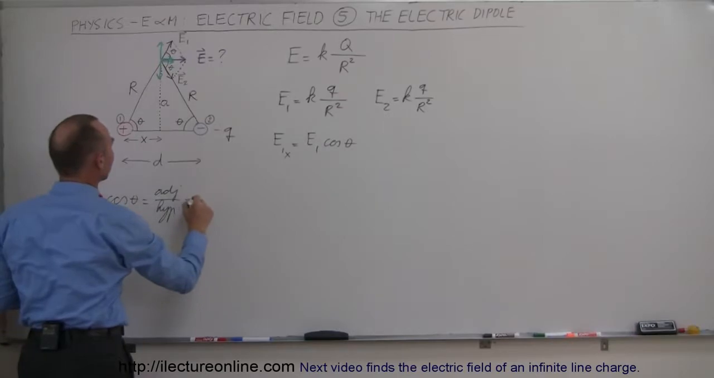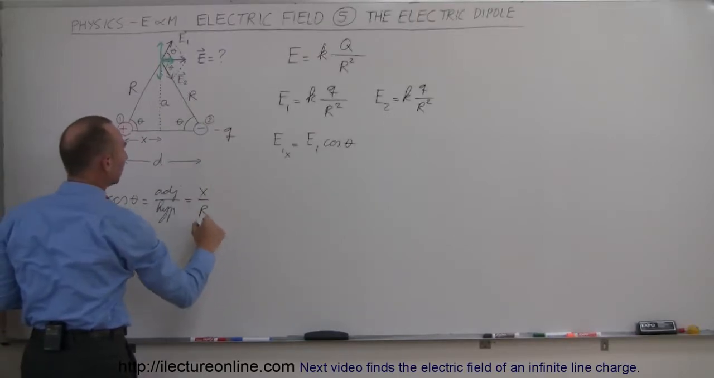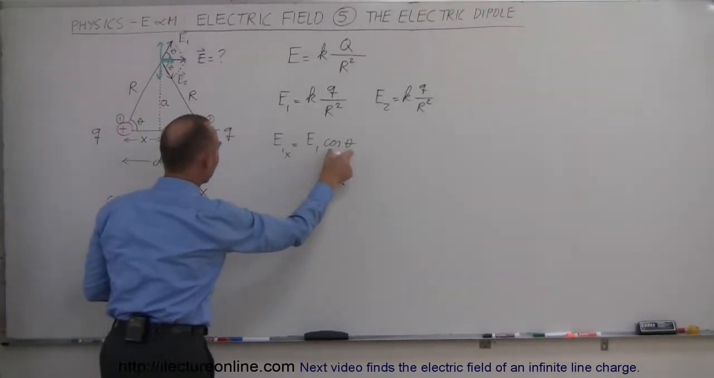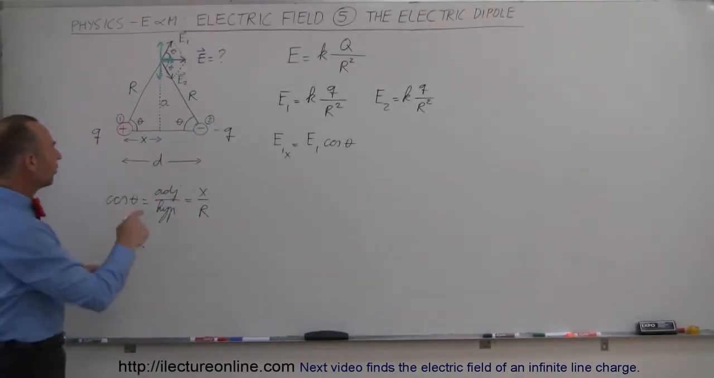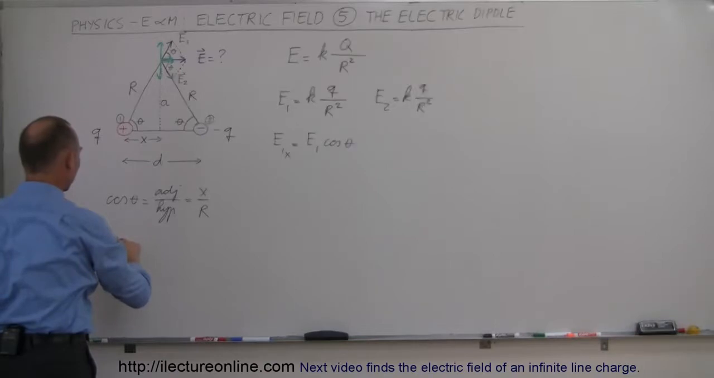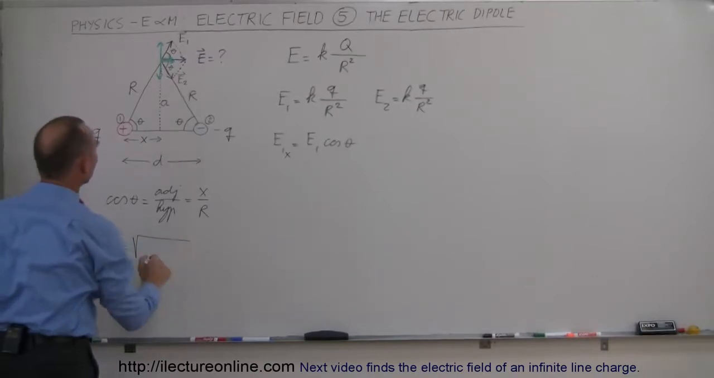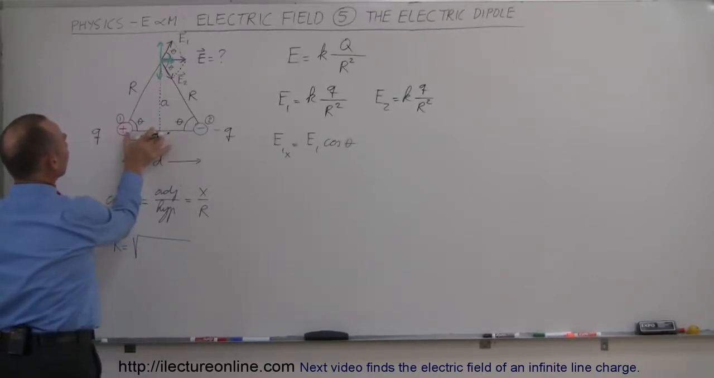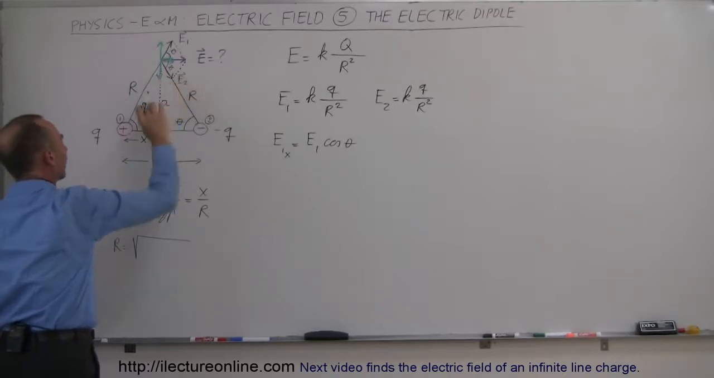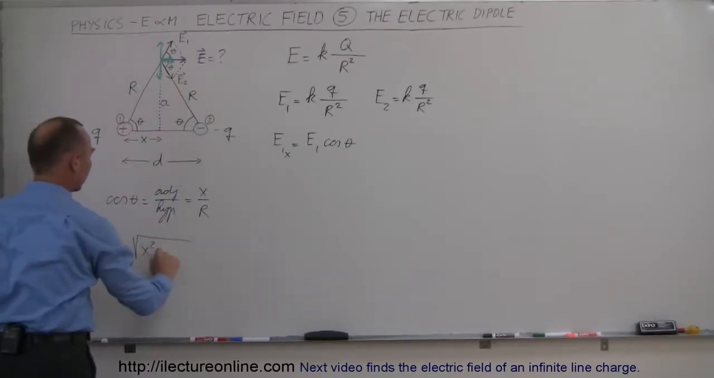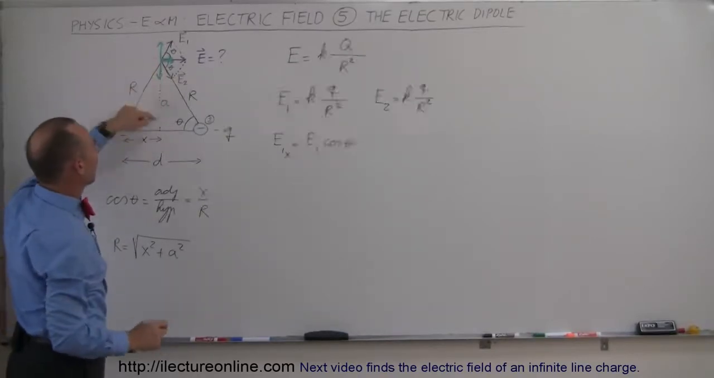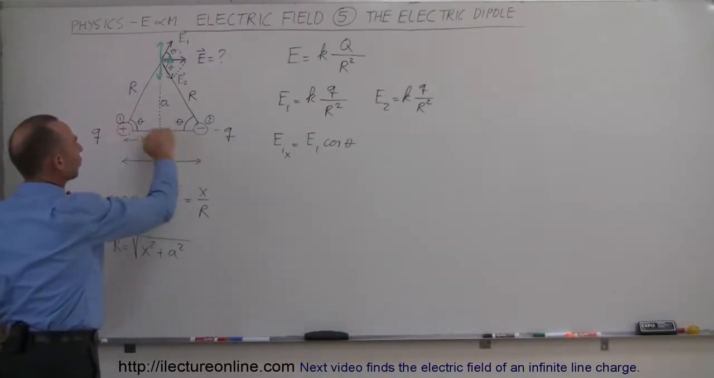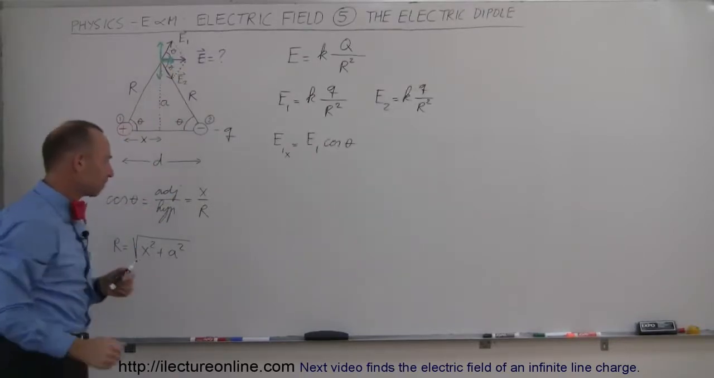So that means it's equal to the ratio of x divided by r, and I can then replace the cosine of theta by the ratio of x over r. Now also, in this particular picture, I can say that r is equal to the square root of the adjacent side squared and the opposite side squared right here. So it would be x squared plus a squared. A, of course, is simply the distance from the line joining the two charges to the point of interest.